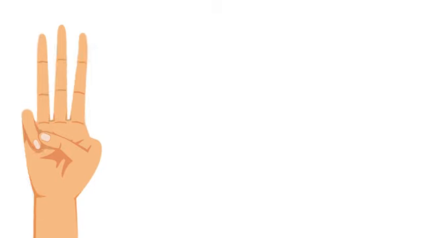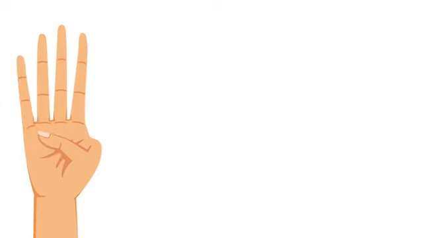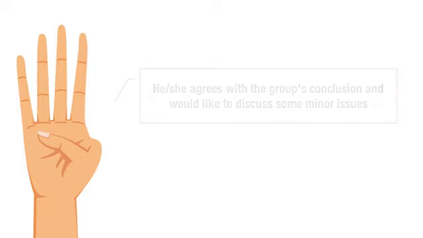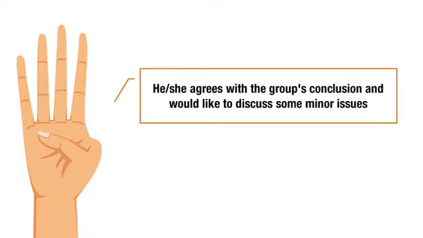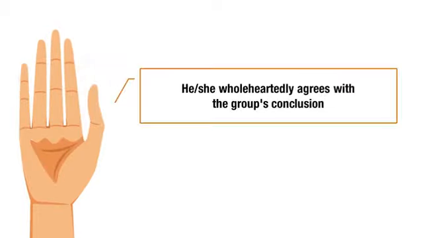If a team member raises three fingers, it means he or she is not sure and would like to go with the group's consensus conclusion. If a team member raises four fingers, it means he or she agrees with the group's conclusion and would like to discuss some minor issues. And if a team member raises 5 fingers, it means he or she wholeheartedly agrees with the group's conclusion.